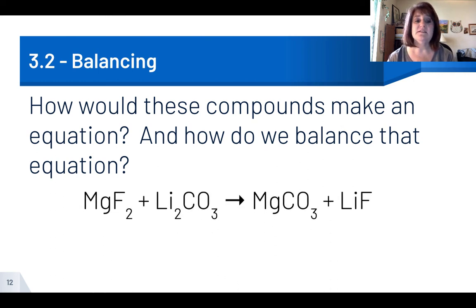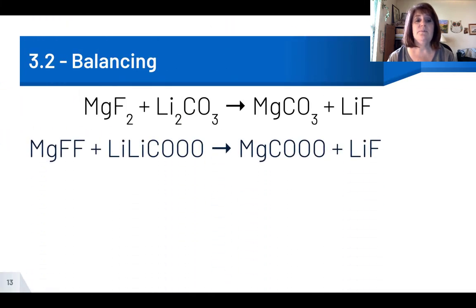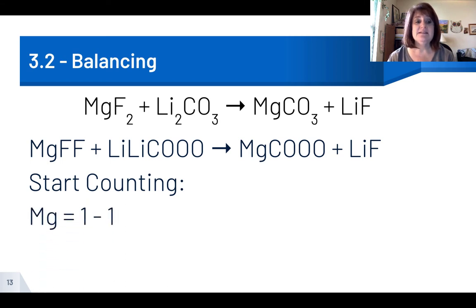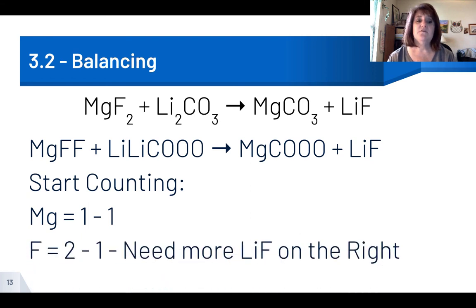Well, if you're given this equation to start with, we took the compounds that we created, they react together, and you go to balance it. Step 1, remember, is to elementize, meaning write it out as individual atoms, keeping those plus signs and the arrow. Then you start counting. Magnesium has 1 on the left and 1 on the right. Fluorine has 2 on the left and 1 on the right.